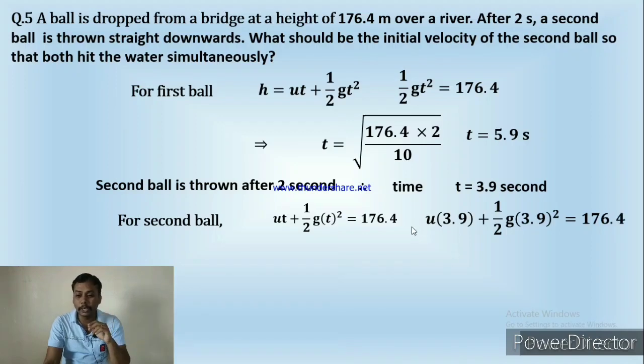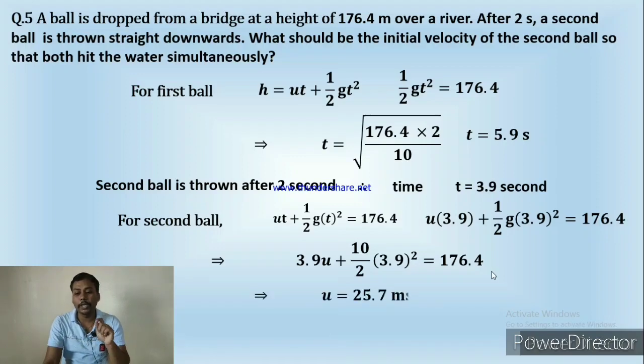So put the value of t, u into 3.9 plus 1 by 2 g into 3.9 square is equal to 176.4. Put the value of g and simplify it. 3.9 u plus 10 upon 2 into 3.9 bracket square is equal to 176.4. If we simplify it, we get u is equal to 25.7 meter per second, and from this the correct answer is option D.